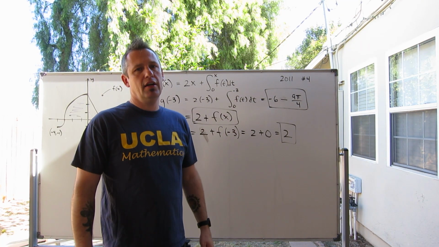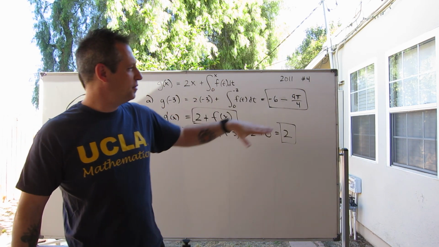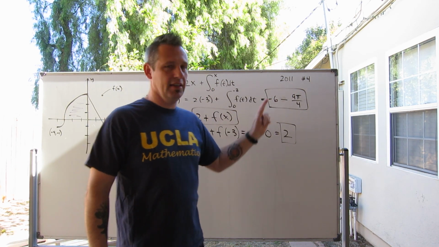Quick edit. Right after I got done saying that we're going backwards and so the area has to be negative, I forgot to include that. So it's actually negative 6 minus 9 pi over 4.